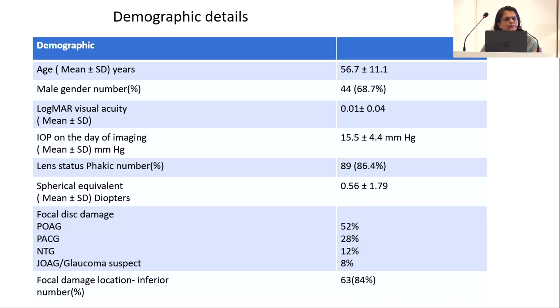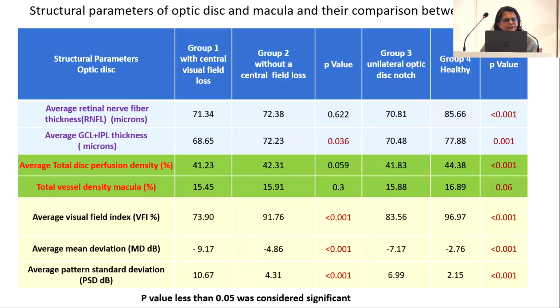When we looked at demographic details, the mean age of presentation was 56.7 years. The majority of patients were phakic. The most common type of glaucoma was primary open angle glaucoma, and the most common location of damage was inferior.